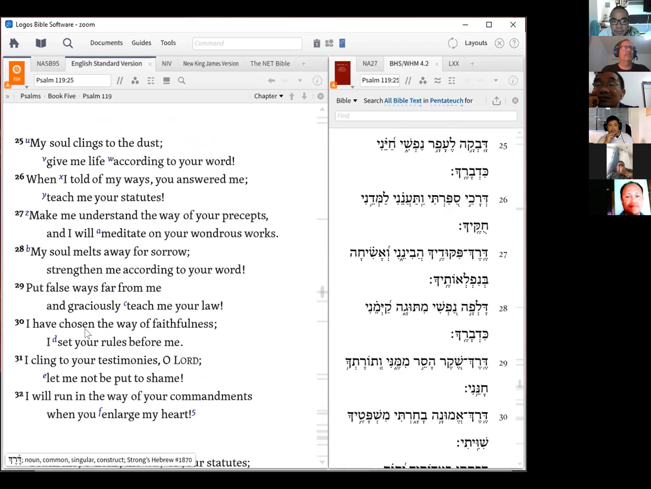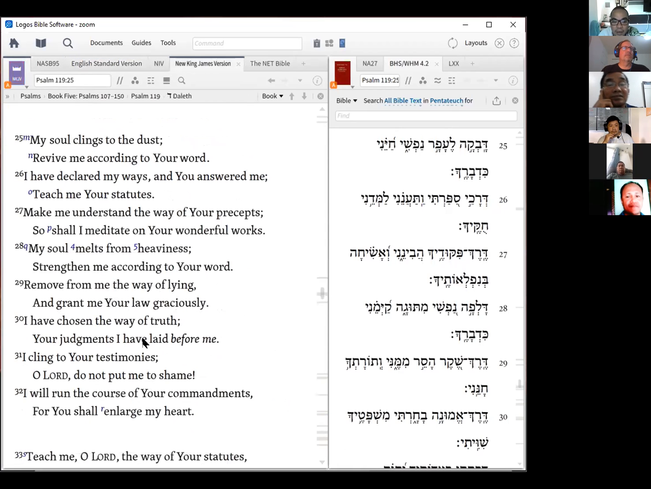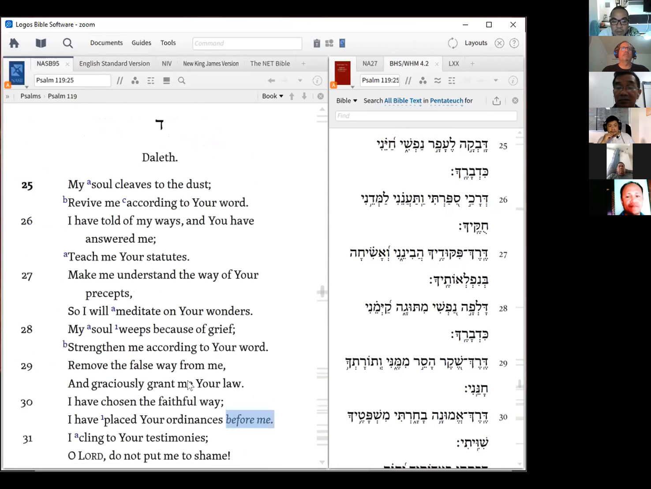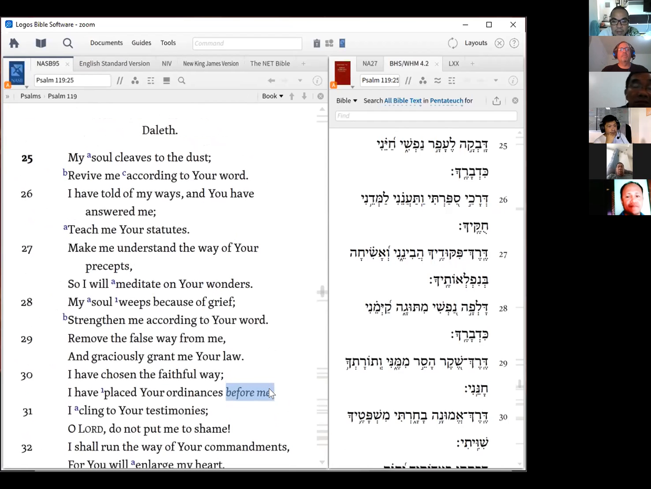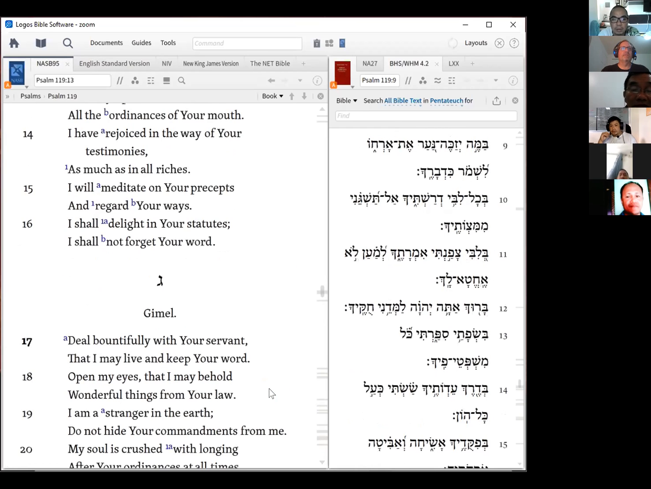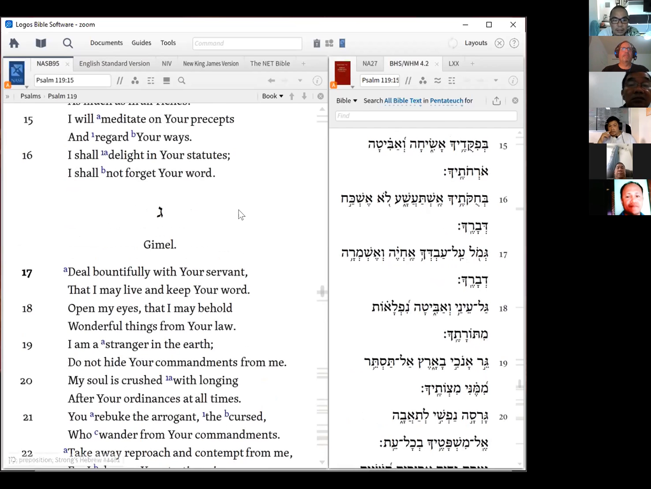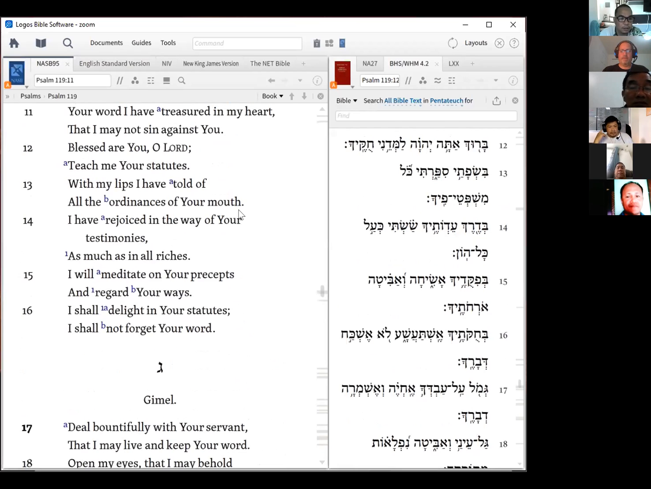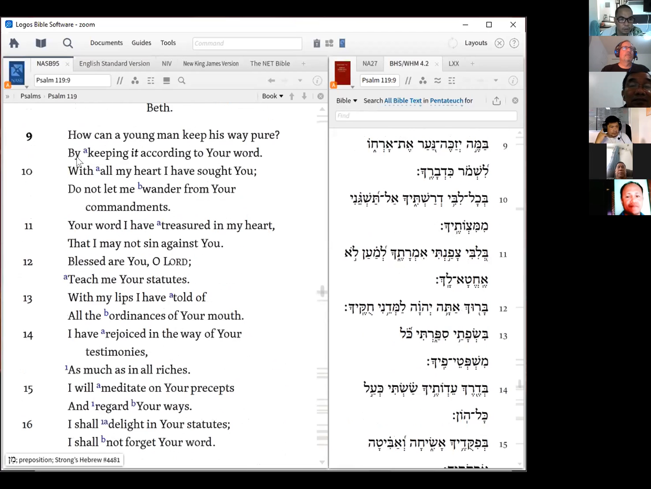The ESV, what did they do? Yeah, they add before me. The New King James italicizes it. So it's what the translation implies would be there. But you don't have to include that as part of the parallelism, because it's technically not there in the original. So your passage, you have 9 to 16. Where's the italics? Verse 9. Oh, keeping it. By keeping according to your word.